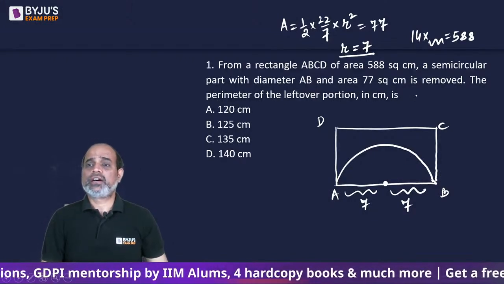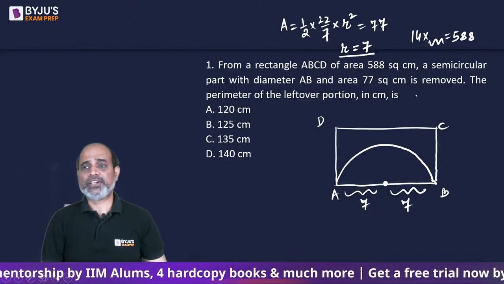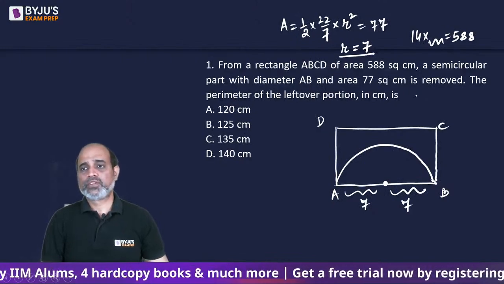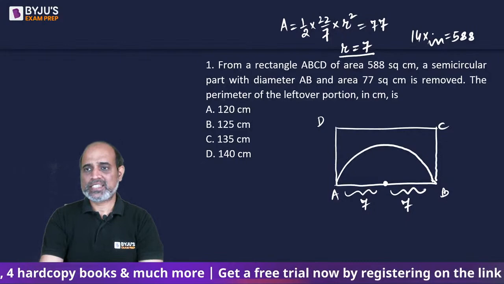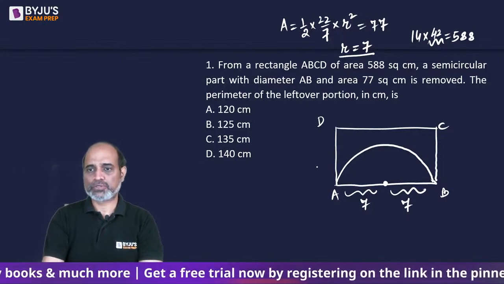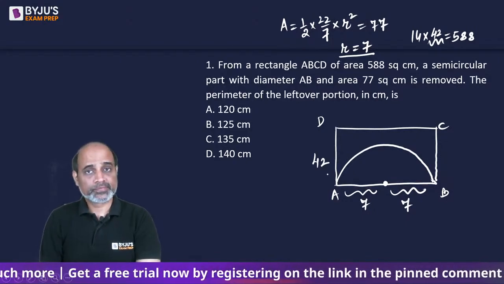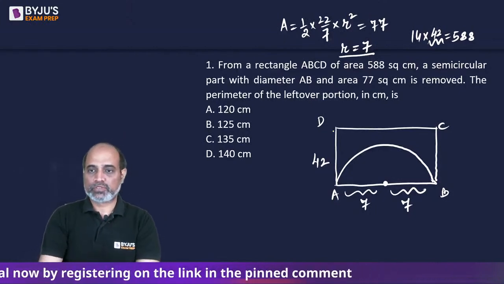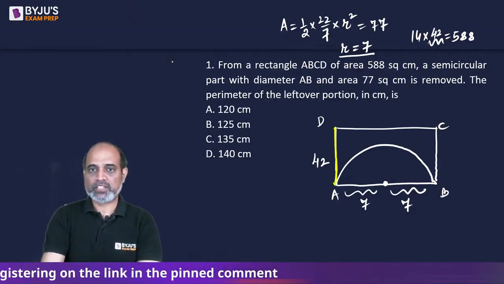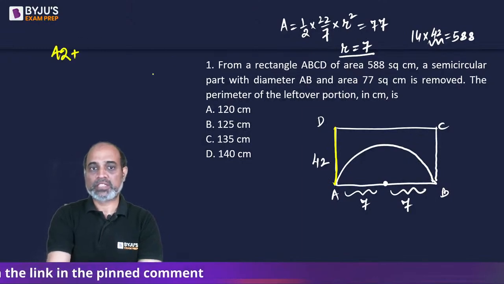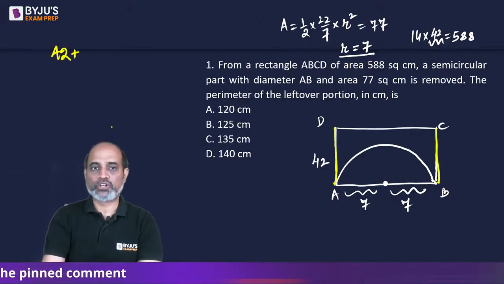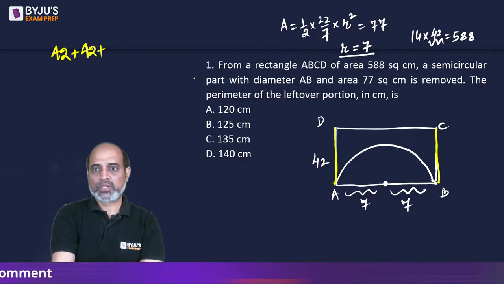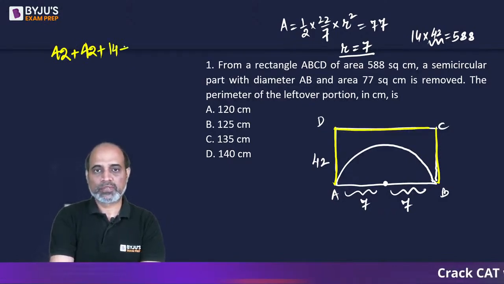So this is going to be 14 into, 4 is 56, and so we'll have 42. So 42 is the other side, right? We need the perimeter of the leftover portion. So the perimeter of this part is going to be 42, I mean the length of that part. This is going to be another 42. This one is going to be 14.